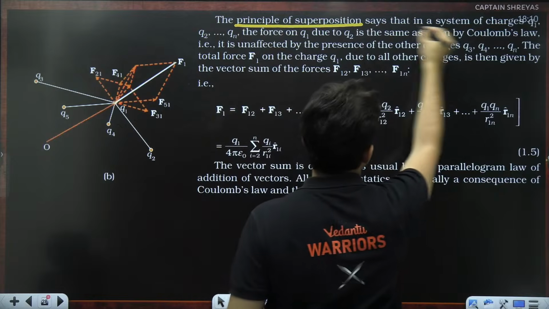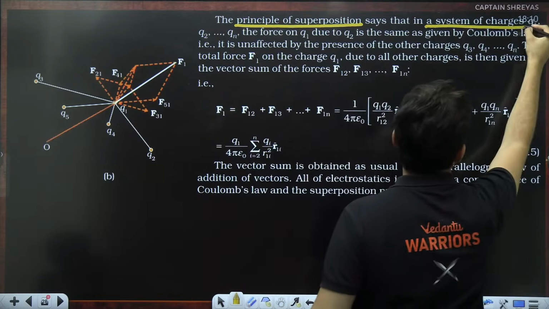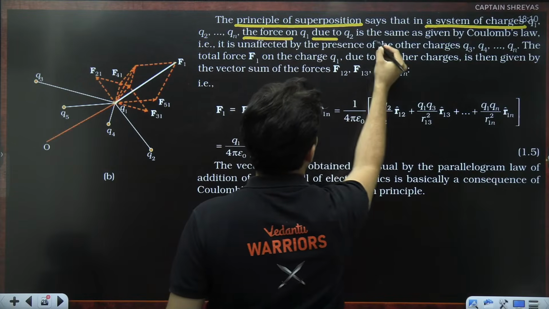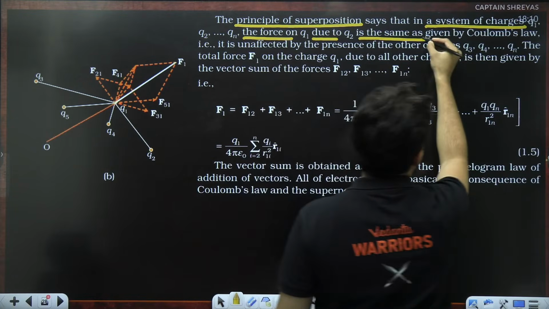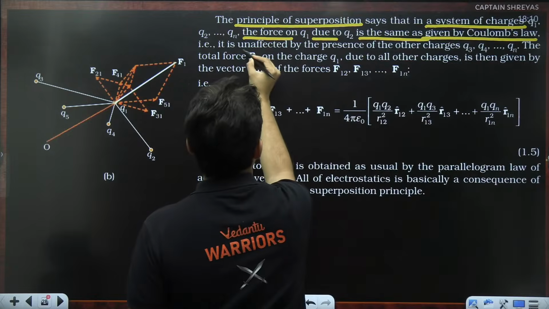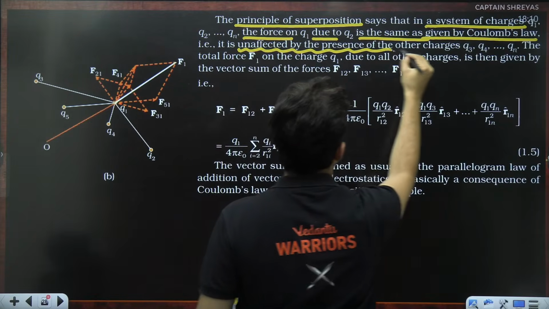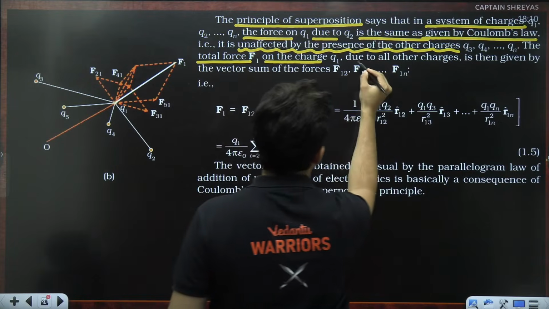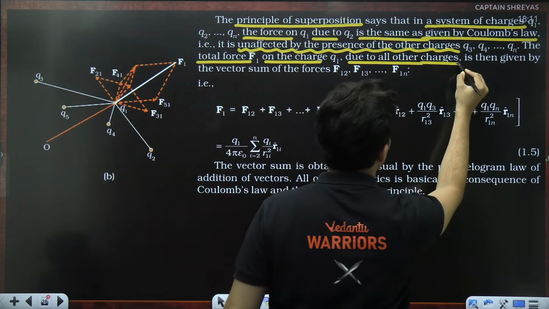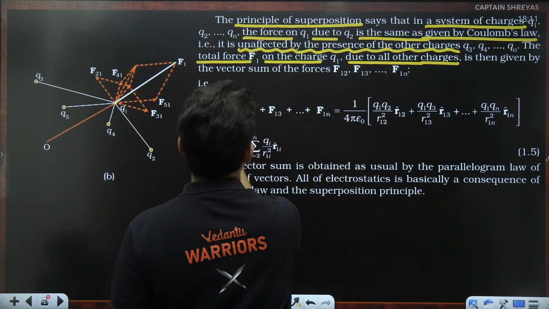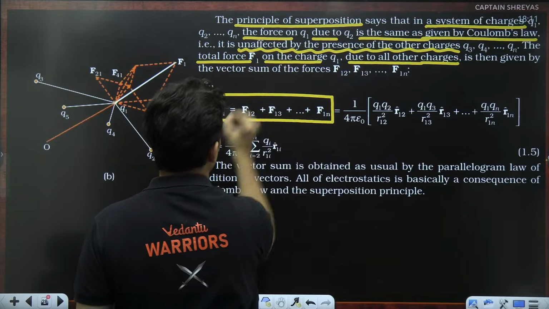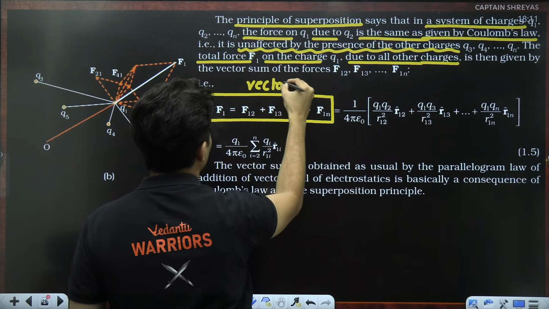So the principle of superposition says that in a system of charges, the force on one due to Q2 is the same as given by Coulomb's law, and it is unaffected by the presence of other charges. The total force on any charge is due to all the charges and is just given by F1 plus F2 plus F3 like that. That's it. So you just do vector addition.